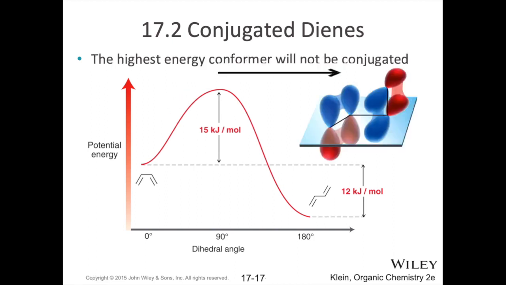Okay, so if you want to see what that looks like, you can see here as we rotate around that single bond, notice that we no longer have overlap between this p orbital and this p orbital here.